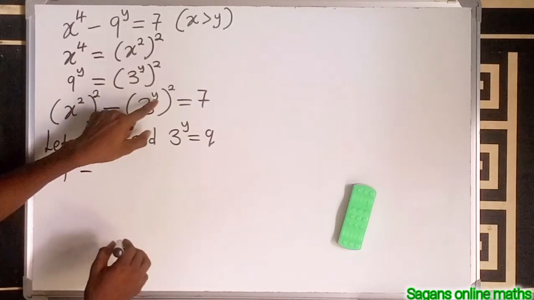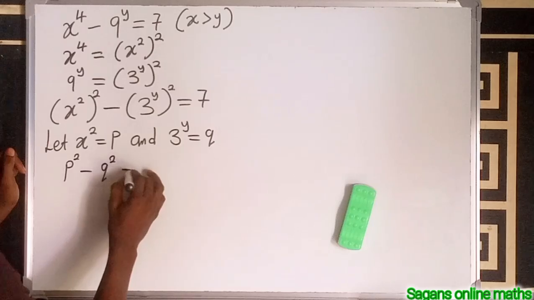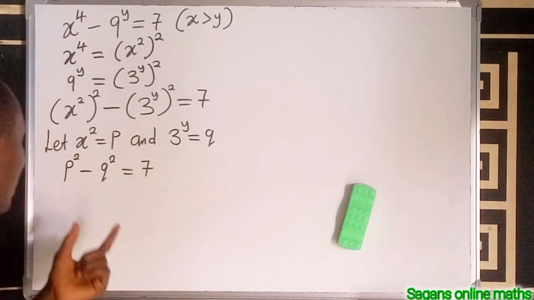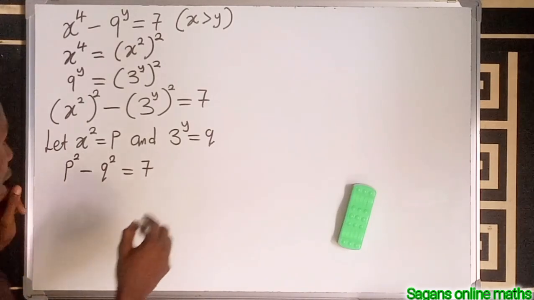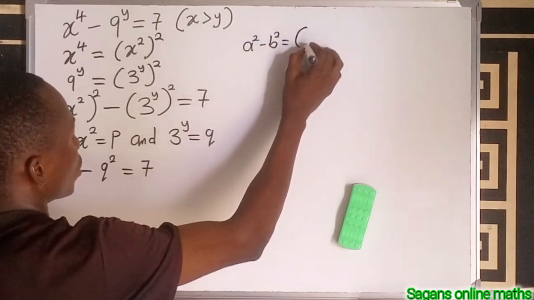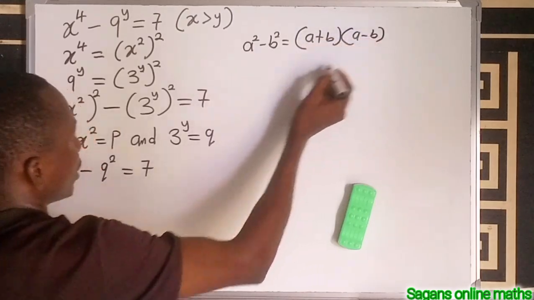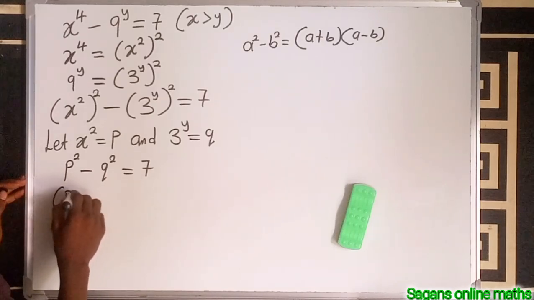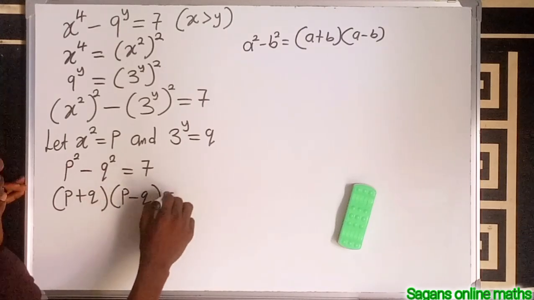Minus, look at 3 to the power of y, which is Q. We have Q, and the power is 2, which is square, equal to 7. Wow, this is amazing, right? At this point, by the definition of difference of two squares, you all agree that a square minus b square is always equal to a plus b multiplied by a minus b. So at this point, we have p plus q multiplied by p minus q equals 7.